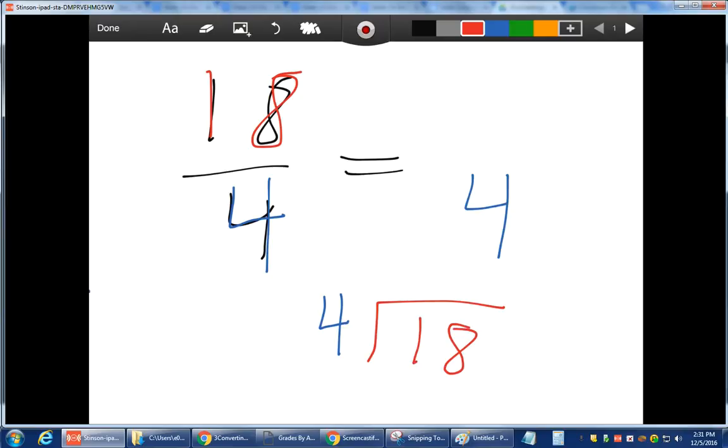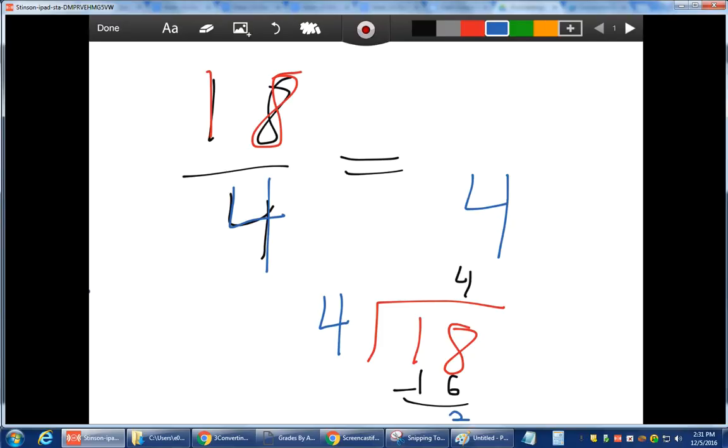So 4 goes into 18. Using your multiplication table, have a look. How many times does it go? Not 16 times, sorry. 4 times. 4 times 4 is 16, right? Now go ahead and do the remainder. What's the remainder there? 18 minus 16 is 2, right?